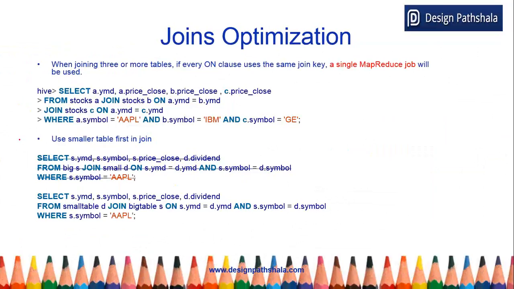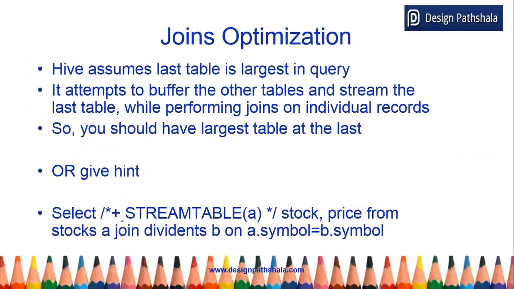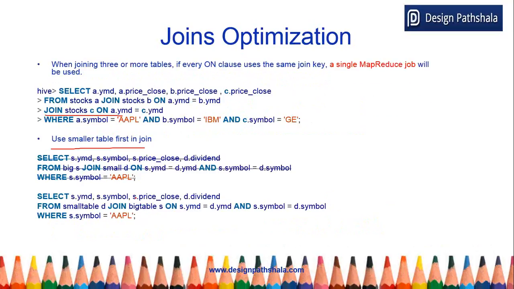So here, when I'm joining two tables, Hive assumes your first table is small. If that is not the case, your code might run slower. So if your first table is not small, you can give a hint to Hive like this, streamable, or use your first table as a smaller table as compared to the next table.